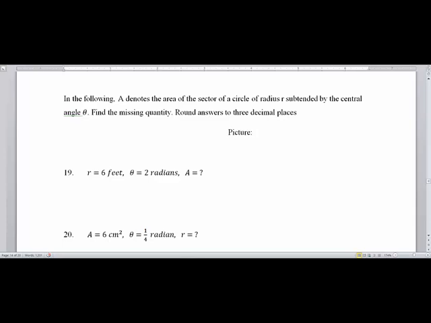These two are very much related. I want to now try to take what the book gives you and translate it for you a little bit so you can see a beautiful picture of what that represents. In the following, capital A denotes the area of the sector of a circle of radius r subtended by the central angle theta. Alright, let me explain what this is.